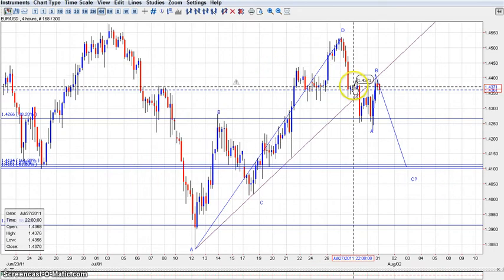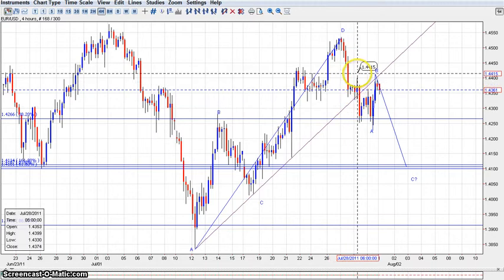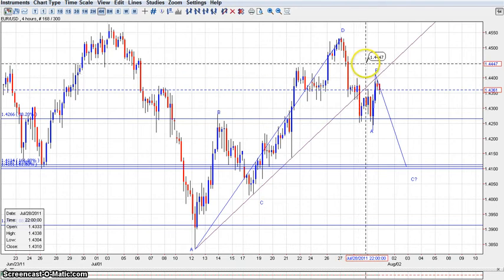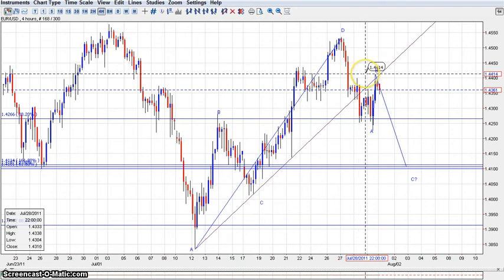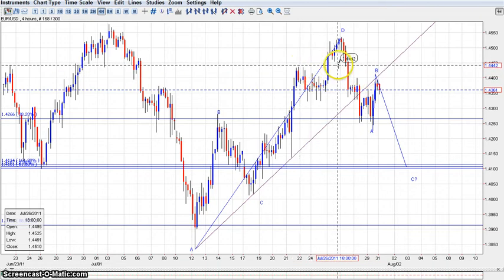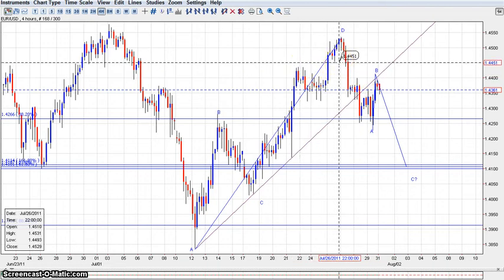Stop loss will be above wave B, and looking at the recent price action, I'll have to put my stop loss at 1.4450, which is right here. So it's literally above wave B and above this congestion here. So at that psychological number 1.4500, that would be my stop loss.